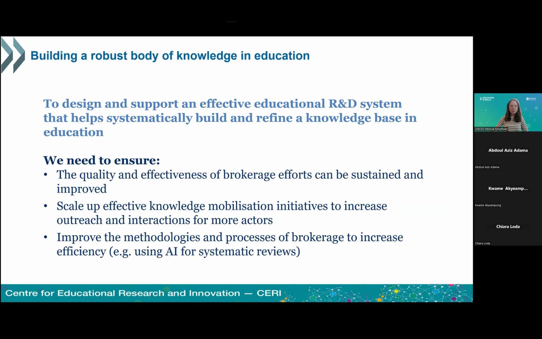So what we need to ensure is that the quality and effectiveness of brokerage efforts, the intermediaries who make sure that there are effective links between what we know and what we do, are sustained and improved. Sometimes this is well done by brokerage institutions. There are many countries that are setting up specialized institutions that do nothing else than make sure that what we know gets to those who need to base decisions on this. But it's also important to scale up effective knowledge mobilization initiatives to increase outreach and interactions with more of the stakeholders that can make a difference. Often those kinds of linkages are still quite limited, and also to improve the methodologies, the processes of brokerage to increase the efficiency of research use.